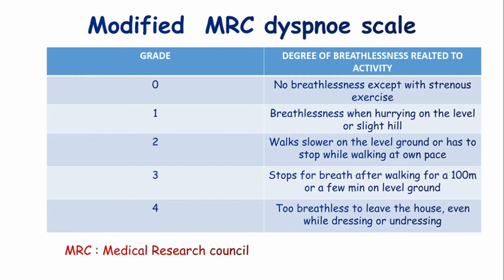Grade 0 is no breathlessness except when the patient is doing a strenuous exercise. Grade 1 is when the patient is hurrying. Breathlessness comes when he or she is hurrying on the level or a slight hill. Grade 2, the patient has to walk slower than his age group people on the level ground, or has to stop while walking at own pace. Grade 3 is the patient requires frequent stops for breath, for example after walking for 100 meter or a few minutes even on the level ground. Grade 4, the patient is too breathless to leave the house, or even smaller activities like dressing or undressing can cause breathlessness.